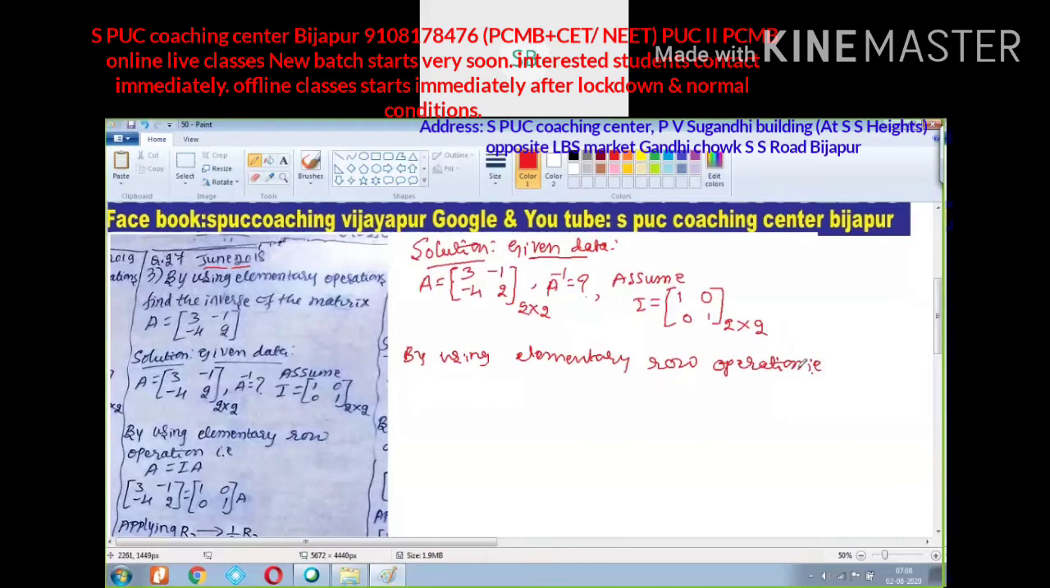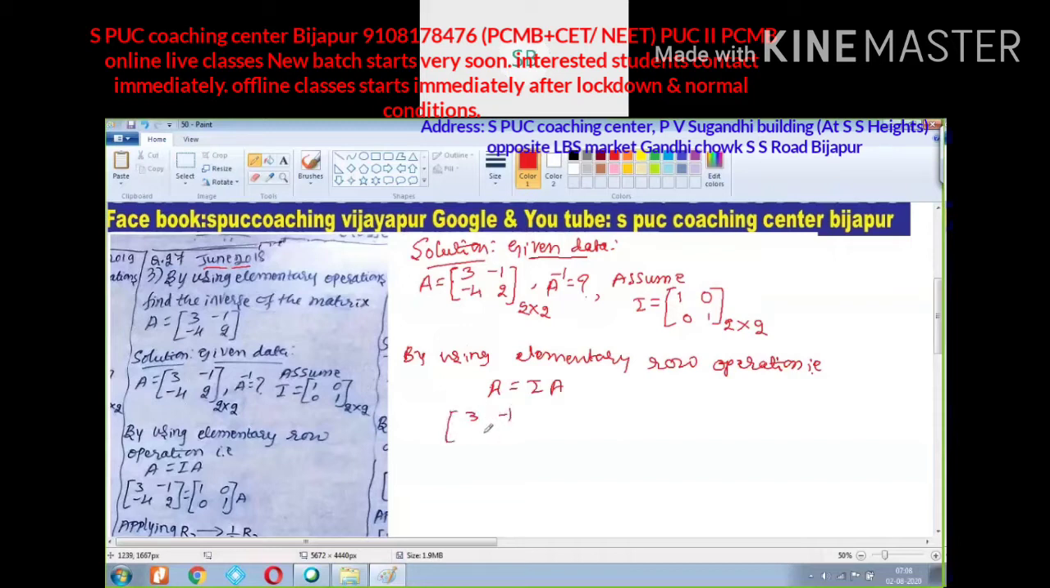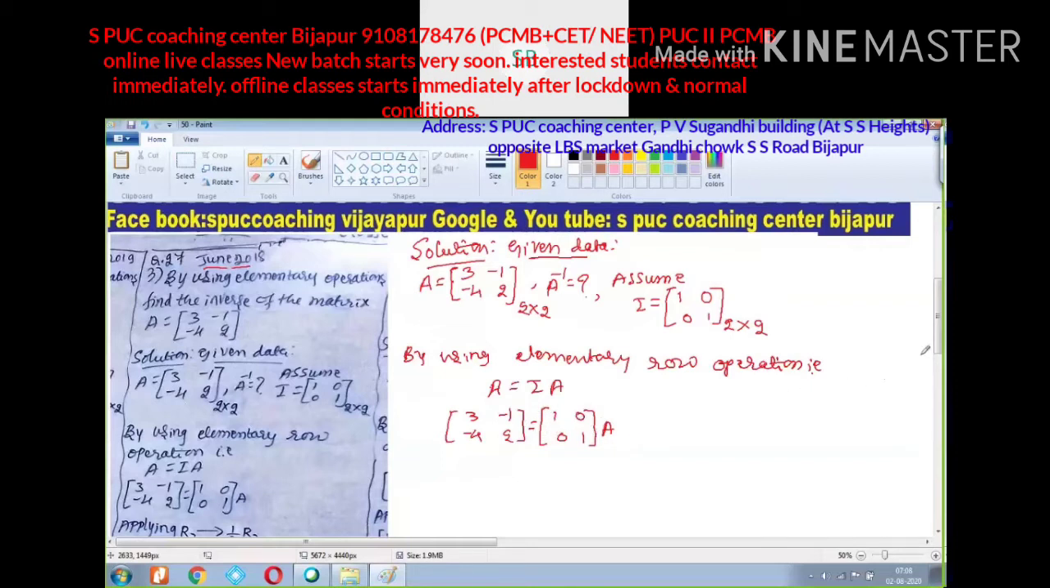So that we already solved yesterday. Using the equation A is equal to IA, substitute the value of A here. A is 3 -1, next -4 2. Then put the value of I here, that is 1 0 0 1. Then this A you can write as it is. Once you write this much, what is the next step?